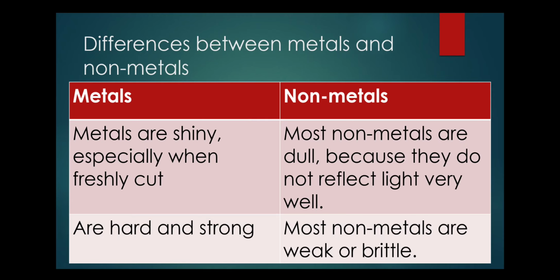Now let's see what is the difference between metals and non-metals. Metals are shiny, especially when they are freshly cut. They are hard and strong, whereas non-metals are dull because they do not reflect light very well, and most of them are weak or brittle.